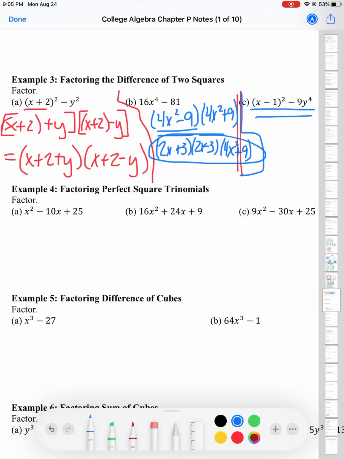And then you guys try part C. The answer to part C should be x minus 1 plus 3y squared times x minus 1 plus 3y squared. I know I had to squeeze that in. Sorry.